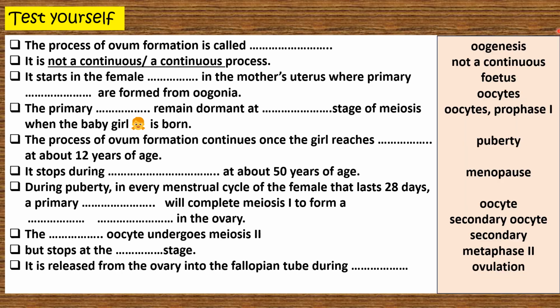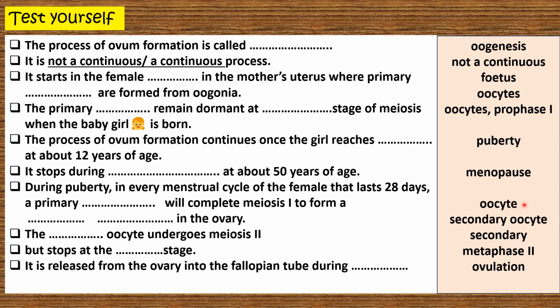Right, let's look at the answers. Now, the process of ovum formation is called oogenesis. It is not a continuous process. It starts in the female fetus in the mother's uterus, where primary oocytes are formed from oogonia. Number 4, the primary oocytes remain dormant at prophase 1 stage of meiosis when the baby girl is born. Next, the process of ovum formation continues once the girl reaches puberty at about 12 years of age. And this process stops during menopause at around 50 years of age in females.